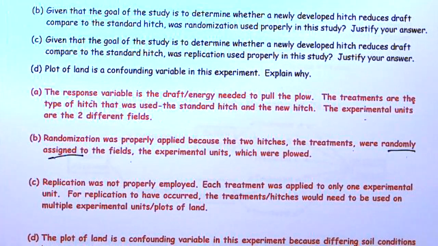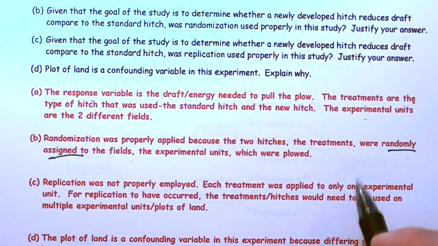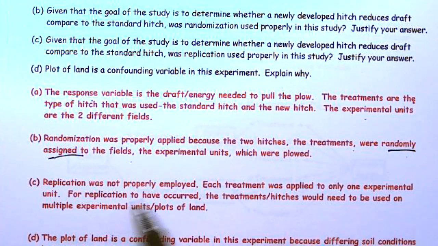Each treatment was only applied to one experimental unit. For replication to have occurred, the treatments, the hitches, so now I put it in context, would need to be used on multiple experimental units, or plots of land. Again, I had to include the plots of land and the hitches to put it in context. You must put your answer in context.